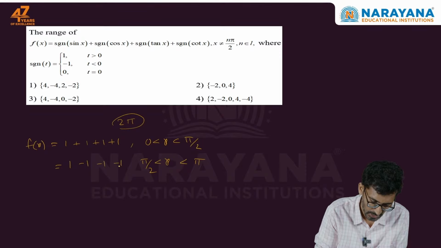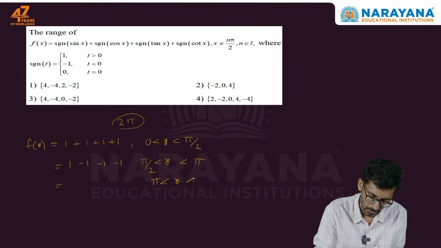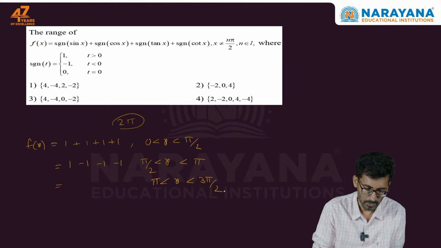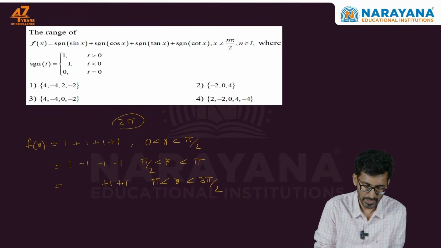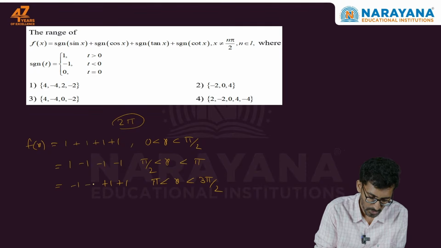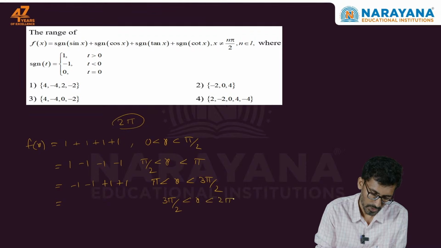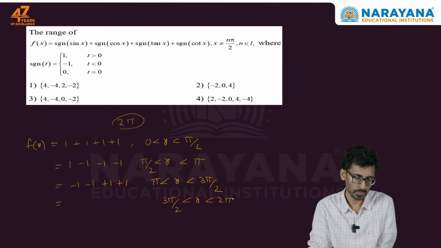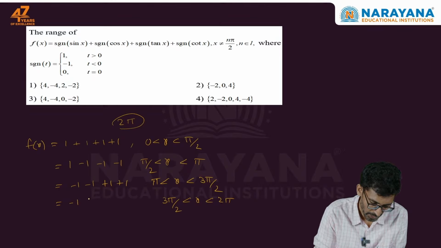minus 1 minus 1. Next, in the interval pi to 3 pi by 2, both tan x and cot x are positive, so you will get plus 1. Sin x and cos x both are negative, so you will get minus 1 minus 1. In the interval 3 pi by 2 to 2 pi, in this interval only cos x is positive, the remaining trigonometric ratios are negative, right? So you will get minus 1 plus 1 minus 1 minus 1.